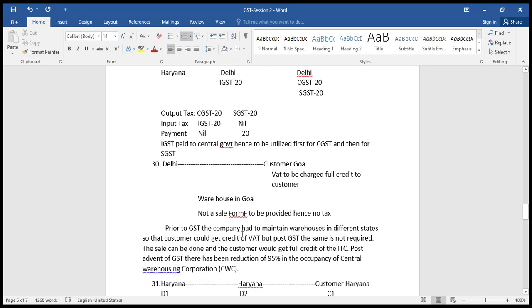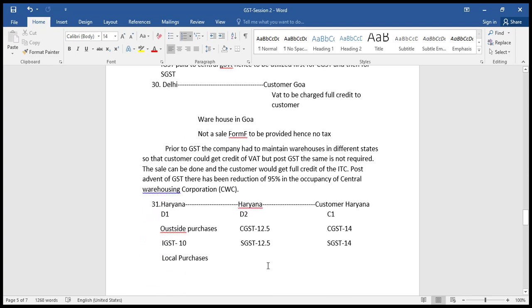Prior to GST, the company had to maintain warehouses in different states so that customers could get the VAT credit. Post GST, the same is not required. The sale can be done and the person would get full input tax credit. With the advent of GST, there has been a reduction of 95% in the occupancy of the Central Warehousing Corporation.